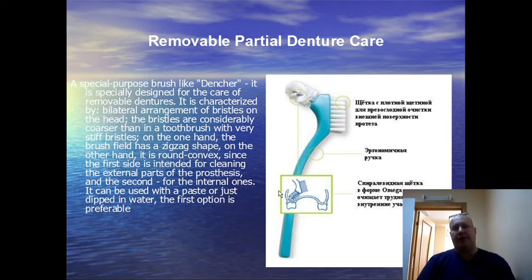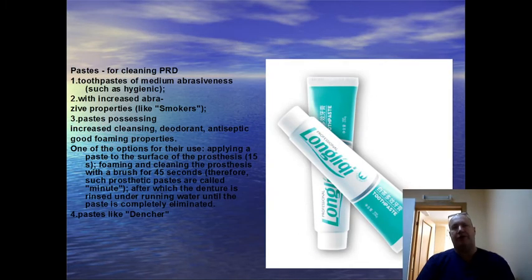It can be used with a paste or just dipped in water. The first option is preferable. Here is the special paste for it. Paste for cleaning partial removable dentures. The first are toothpastes of medium abrasiveness, such as hygienic ones, and those with increased abrasive properties, like toothpastes for smokers. Pastes for prosthesis processing have increased cleansing, deodorant, antiseptic, and good foaming properties.